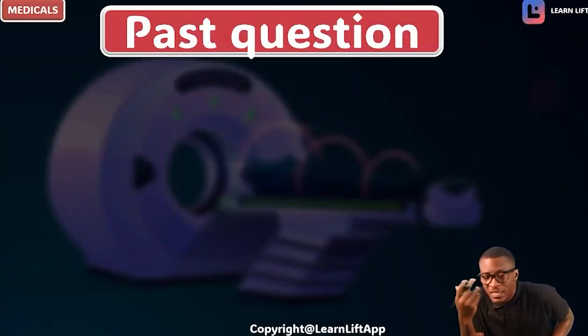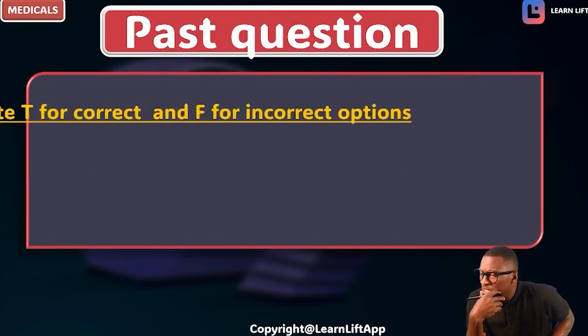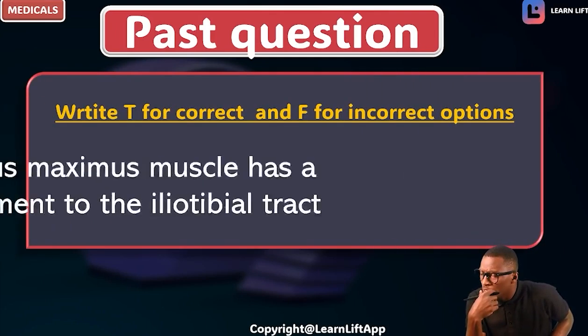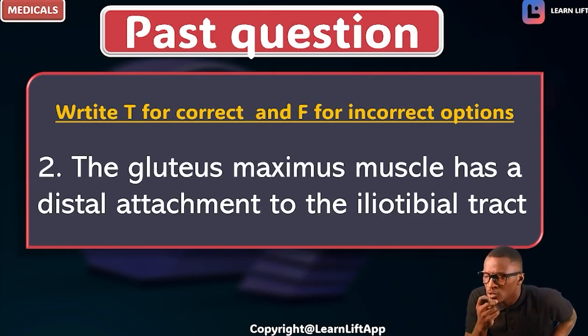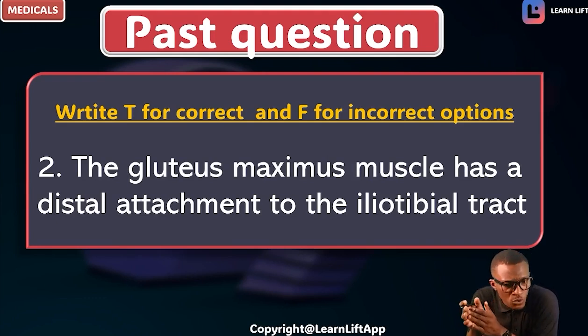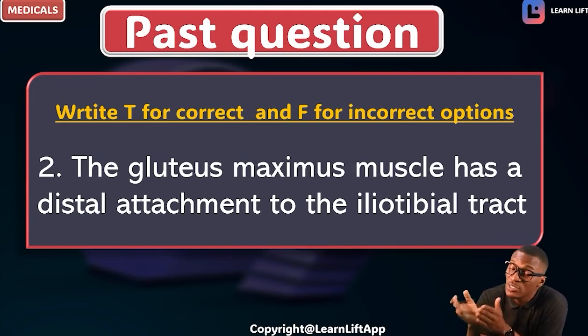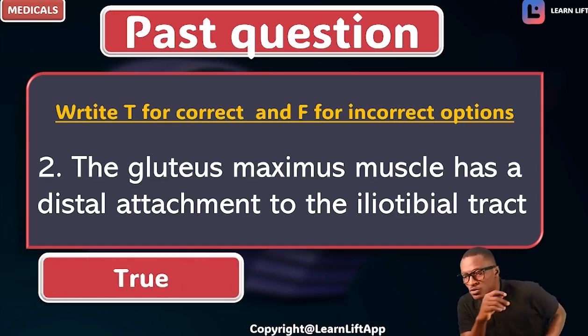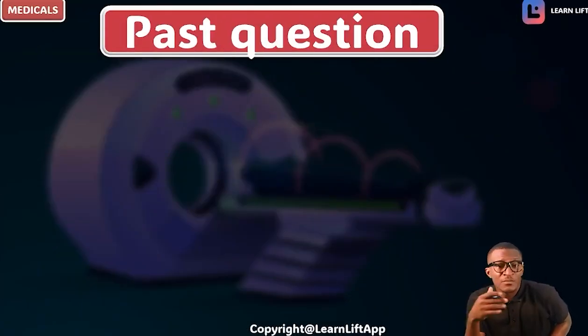Now let's see the next past question. Everybody reason it and look at it and tell me the answer. The question says write T for true and F for incorrect. What's the question? The gluteus maximus muscle has a distal attachment to the iliotibial tract. Is that correct? We said that the gluteus maximus continues downward as the iliotibial tract. Very, very correct. Now, if you say you understand that, let's take more past questions.